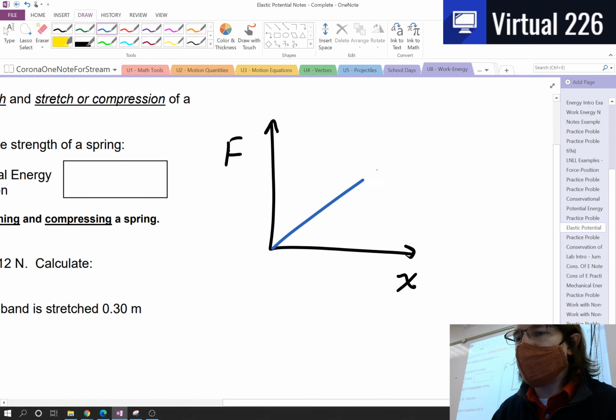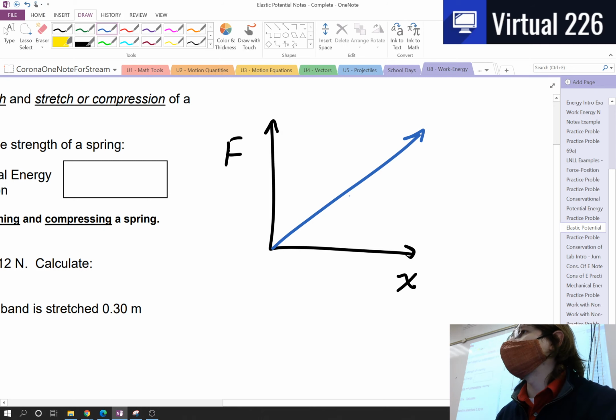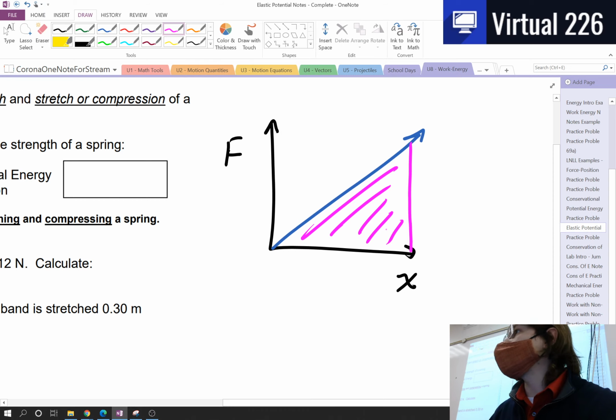So if we just plot this, the slope here is k, because that's the spring constant. Well, what this means is that if I wanted to find how much work it took to stretch this spring, how much energy I had to put into the spring, or how much potential the spring currently has, all I need to do is find the area under the curve.